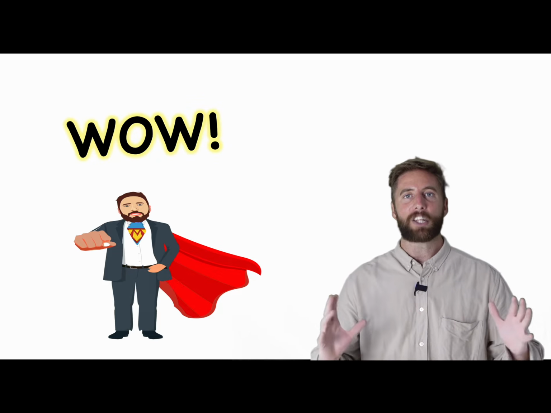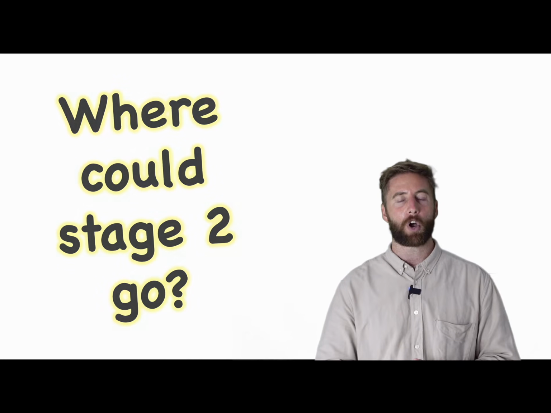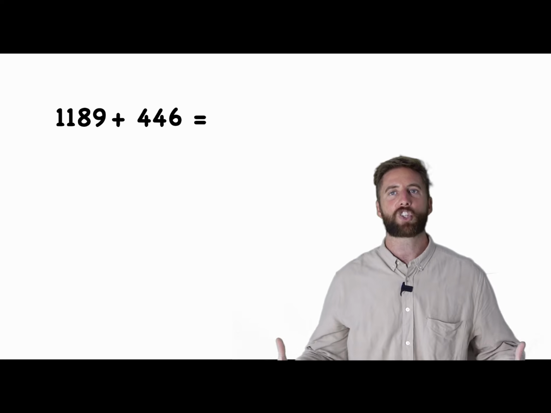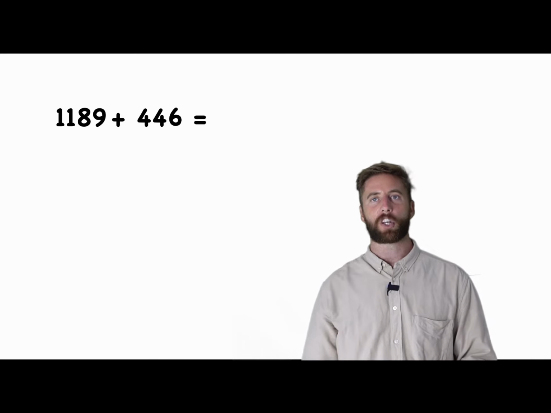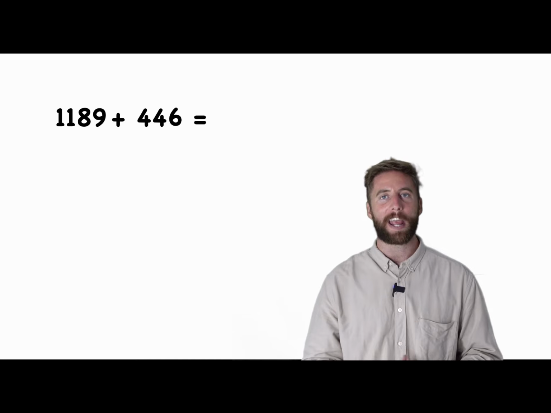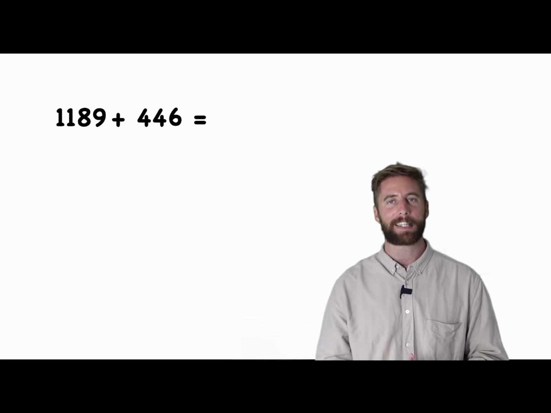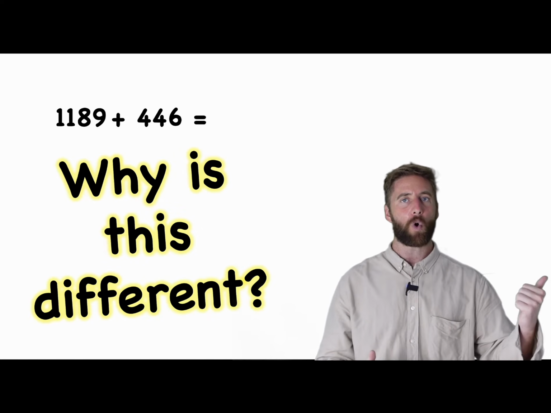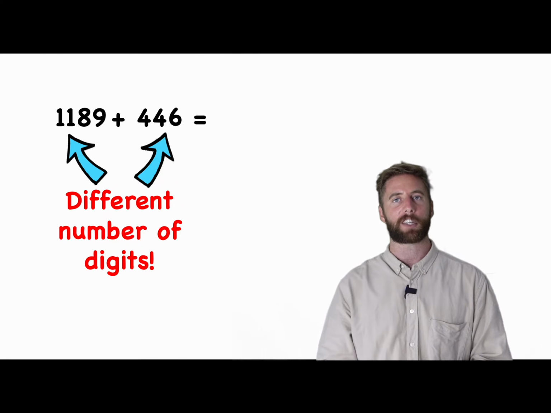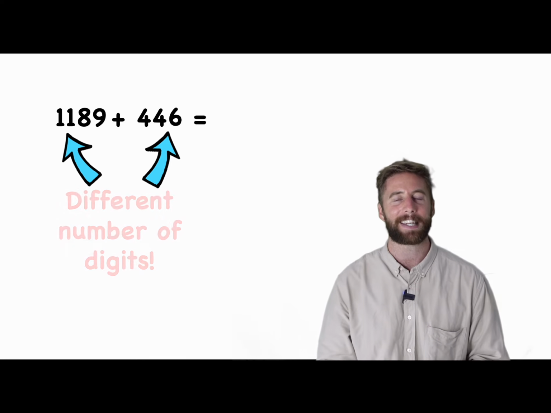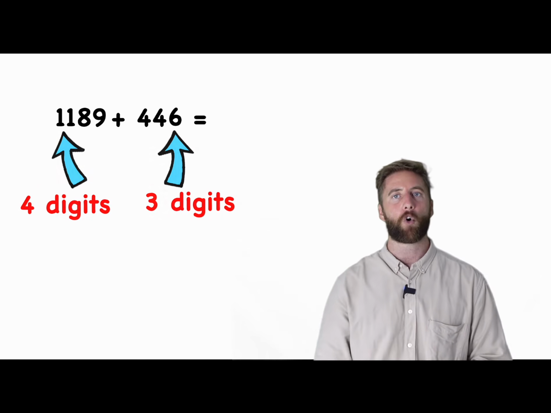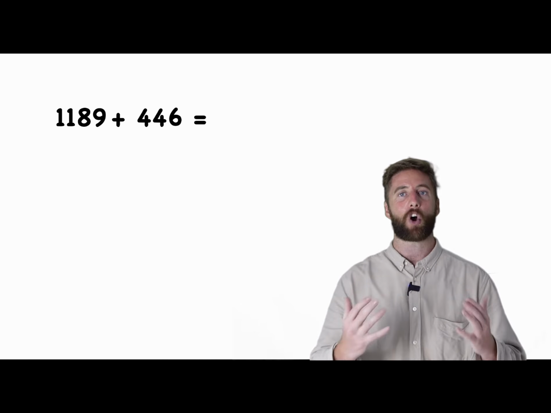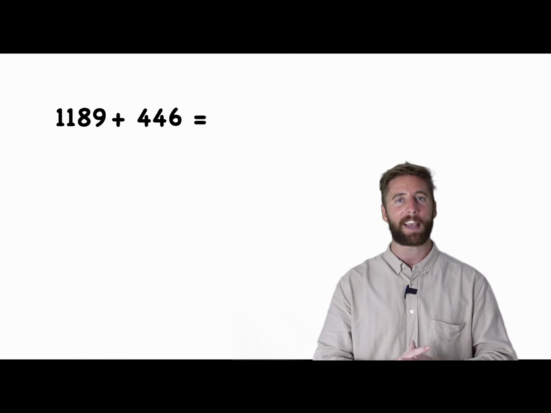Now let's have a look at where stage 2 could go, where it could get a little bit more complicated, just so we understand all of stage 2 before we move on. So where could stage 2 go? Well, we could have a question like this. 1,189 add 446. Why is that a little different? Well, it's that same thing that we had in stage 1, where we've now got different amount of digits in our question. In 1,189, I have 4 digits. But in 446, I only have 3 digits. So making sure that we're putting these into the correct columns is our most important thing here.